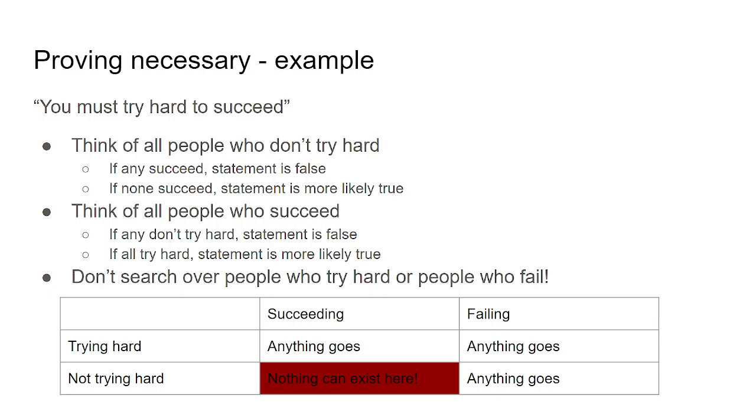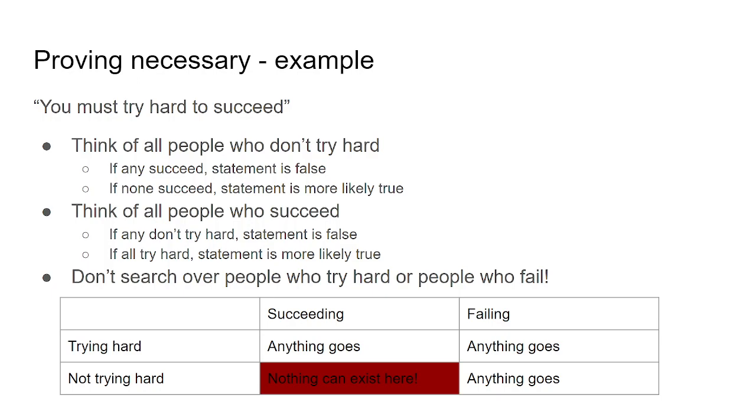yet. And then you can also think of all the people who succeed, and if any of them didn't try hard, your statement is proven false with a single counterexample. But if all of them did try hard, your statement is more likely to be true. But you don't want to search people who you know tried hard, because no matter what happens, it's always going to be consistent with the theory. It provides no support. And you don't want to search over the people who you know failed, because no matter what happens, it's always consistent with the theory and it provides no support.